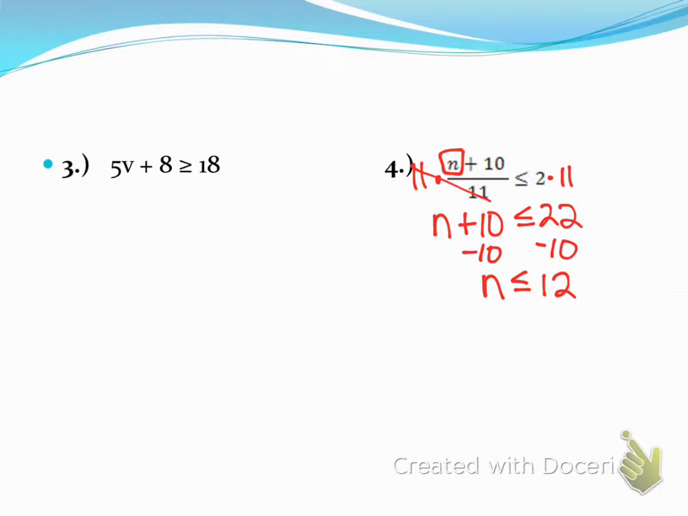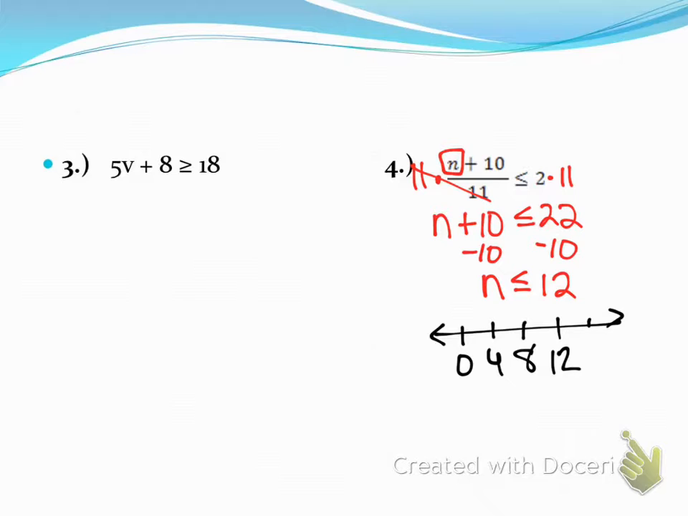Alright, then I believe we are ready to graph it. I'm going to count by 4s on my number line. If you want to count by 2s or 3s, that would be fine also. There we go.